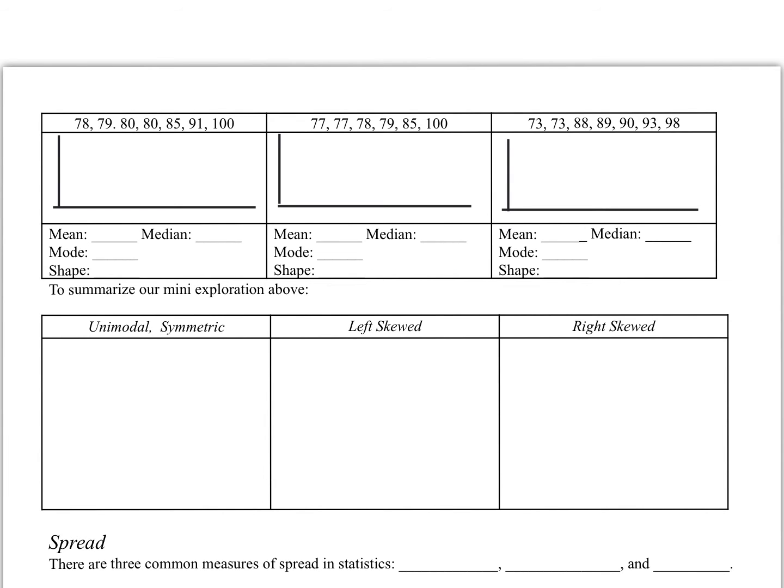So the next thing we're going to do is take a look at some examples. So we have 3 lists of data here. We're going to make a histogram of each of our data. We're going to calculate the mean, median, and mode, and then we're going to take a look at the shape of the distribution. So the first set of data we have is 78, 79, 80, 80, 85, 91, and 100.